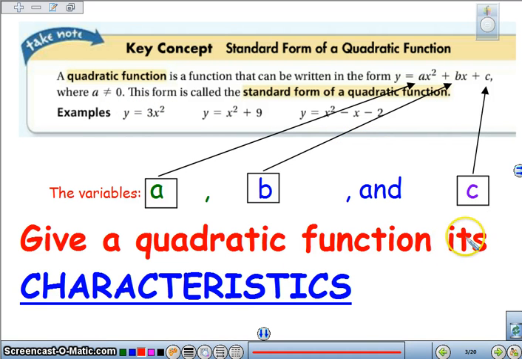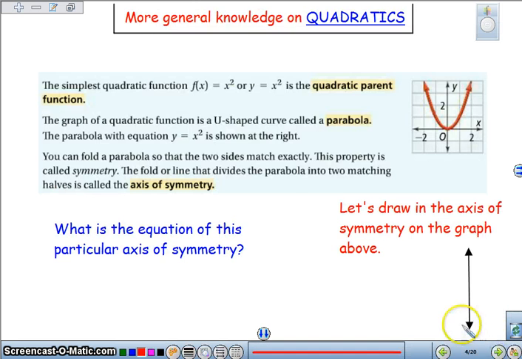So here are some examples, and the characteristics that we are going to be looking at. As you turn to the next page of your notes, you will see that this quadratic equation is going to be the shape of a parabola. It's really a U-shaped curve. So every time we graph it, we're going to be looking at a U shape. It is also symmetric, so it has an axis of symmetry. You can fold a parabola so that the two sides match exactly. This is called symmetry.